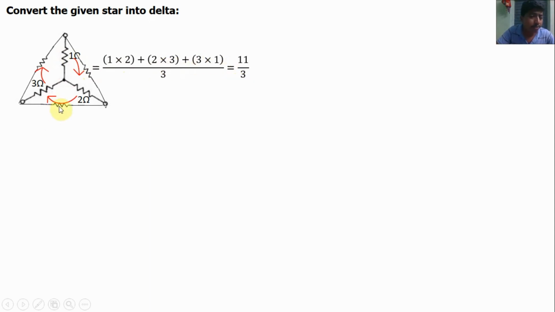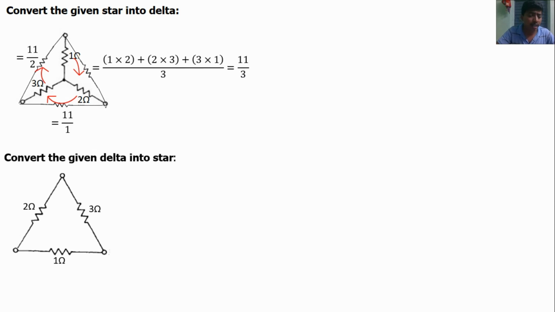For the other resistances, the sum of product of adjacent resistance values is the same, 11, divided by the opposite resistance. The opposite resistance value is 1, so the answer is 11 by 1. For the next resistance, the sum of product is the same, 11 divided by the opposite resistance 2, so 11 by 2. It's very easy. We can solve this problem within 1 minute. But if you memorize the formula instead of the concept, it will take a long time and we may solve the problem in a wrong way. So remember these concepts.